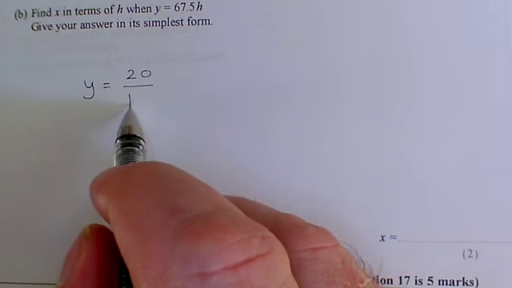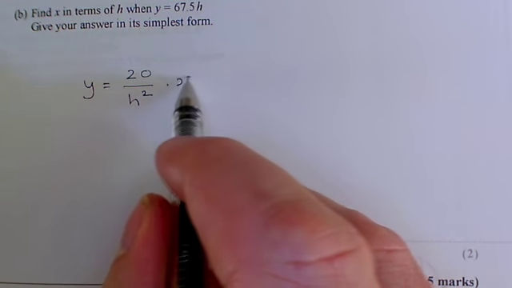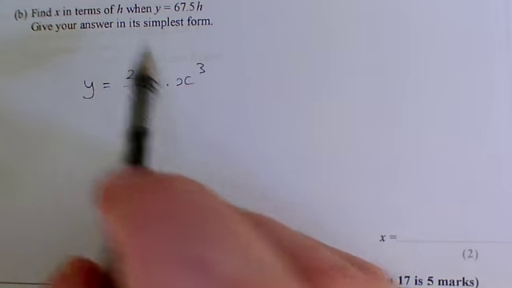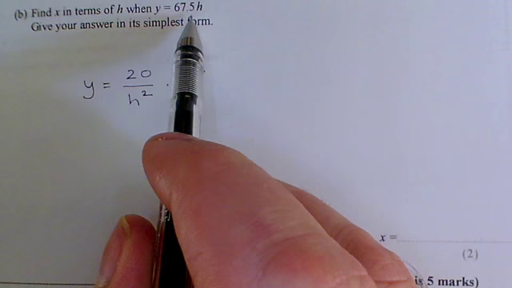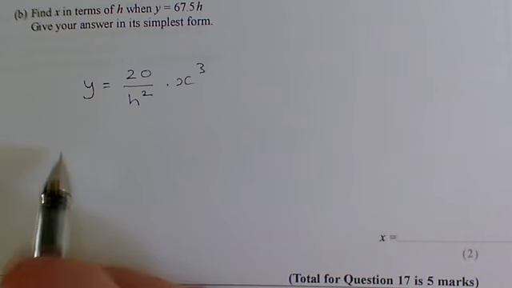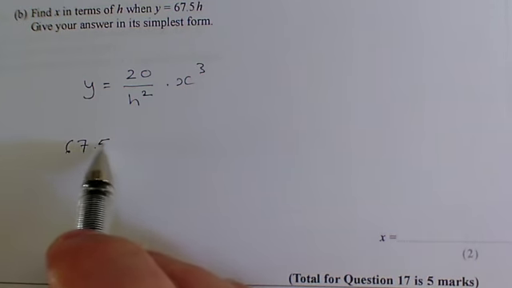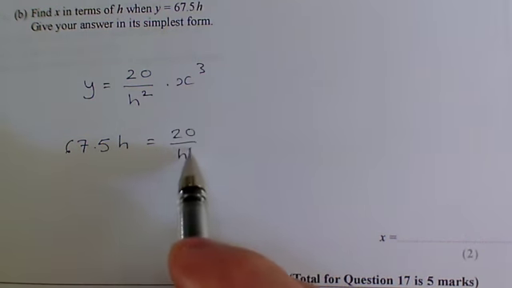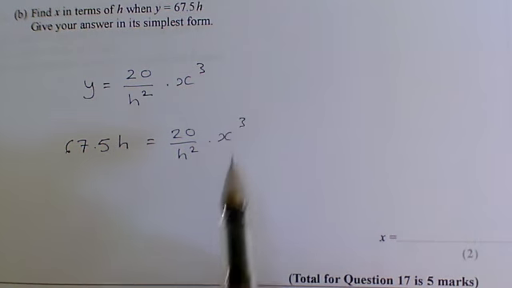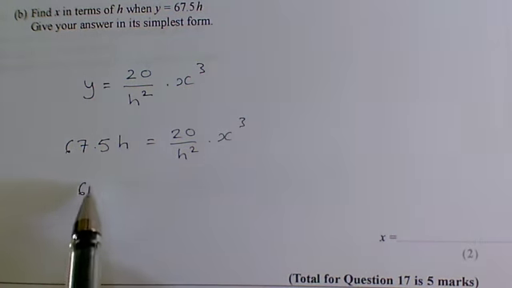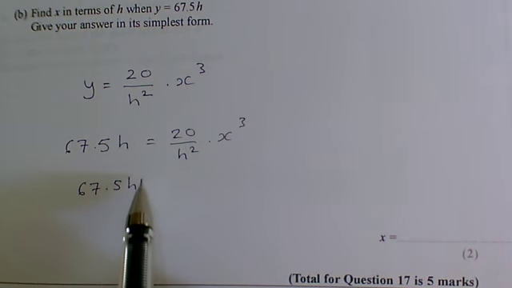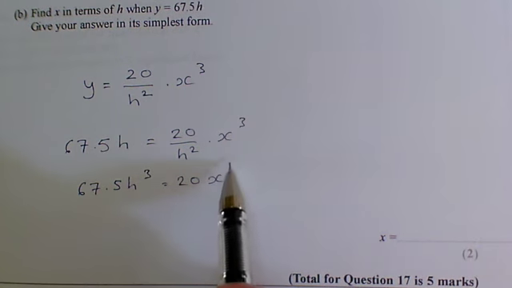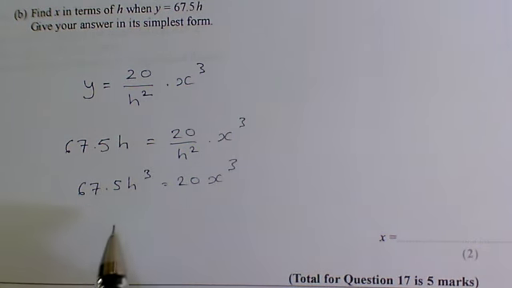Okay, this was what we discovered. And now we're saying that y is equal to 67.5h. So I'm going to replace my y with 67.5h, because they're the same apparently. Okay, and I'm left with the rest of the formula, x cubed. Now I need to make x the subject of the formula. So if I times both sides by h squared, I'm going to get rid of that fraction, 20x cubed. If I divide both sides by 20, I'm going to get a formula for x cubed.